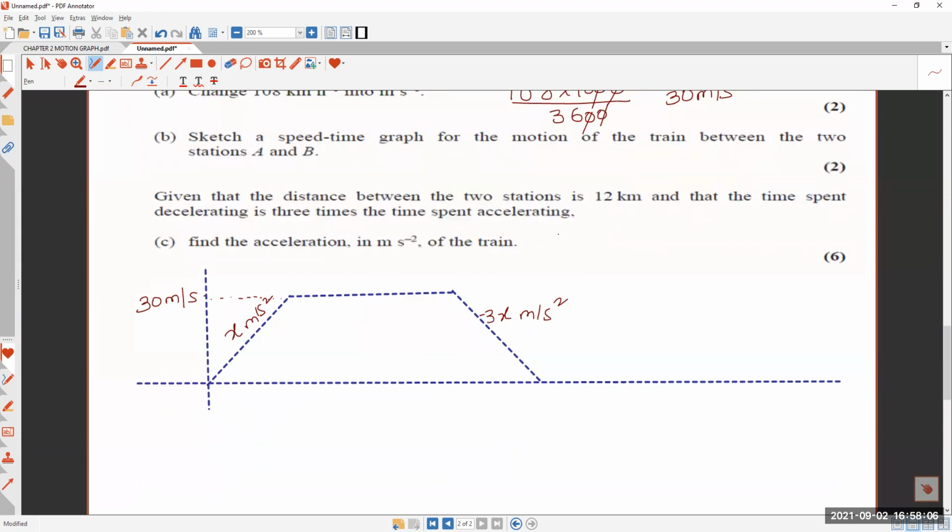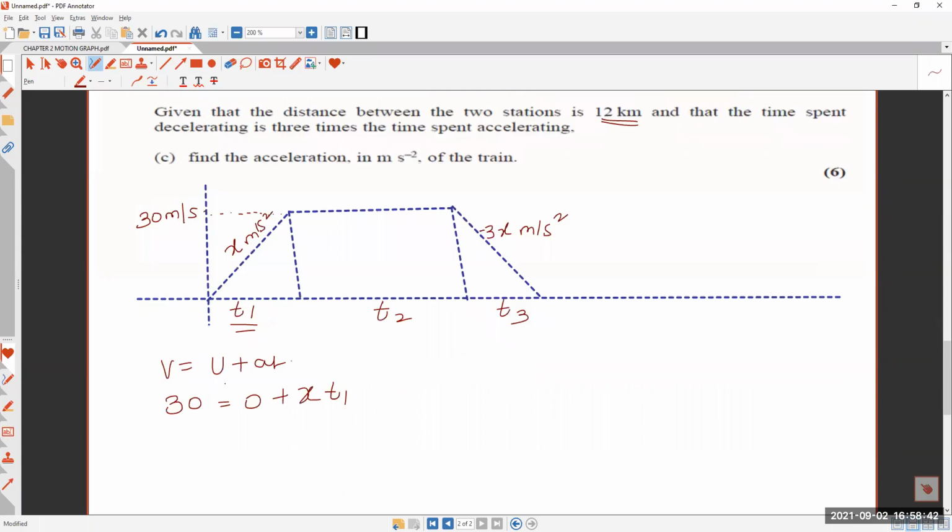Now what else did they say? They said 12 kilometers here. Again same story, let's divide this into 3 parts, same as before: acceleration, constant speed and deceleration. Let this be t1, let this be t2, let this be t3. Again let me use v equals u plus at for t1. Final velocity is 30, initial velocity is 0, acceleration is x. So therefore t1 is equal to 30 divided by x.